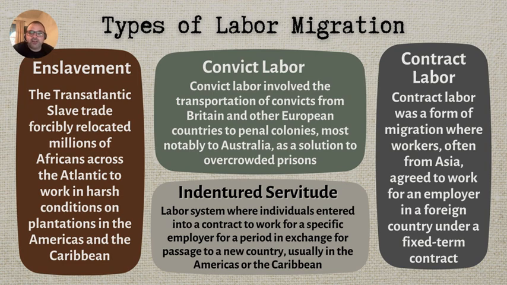Convict labor involved the transportation of convicts from Britain and other European countries to penal colonies, most notably Australia, as a solution for overcrowded prisons. Those convicts are often employed in public works projects, building roads, cities, or other buildings, and serving under really severe conditions. Third is indentured servitude, right?